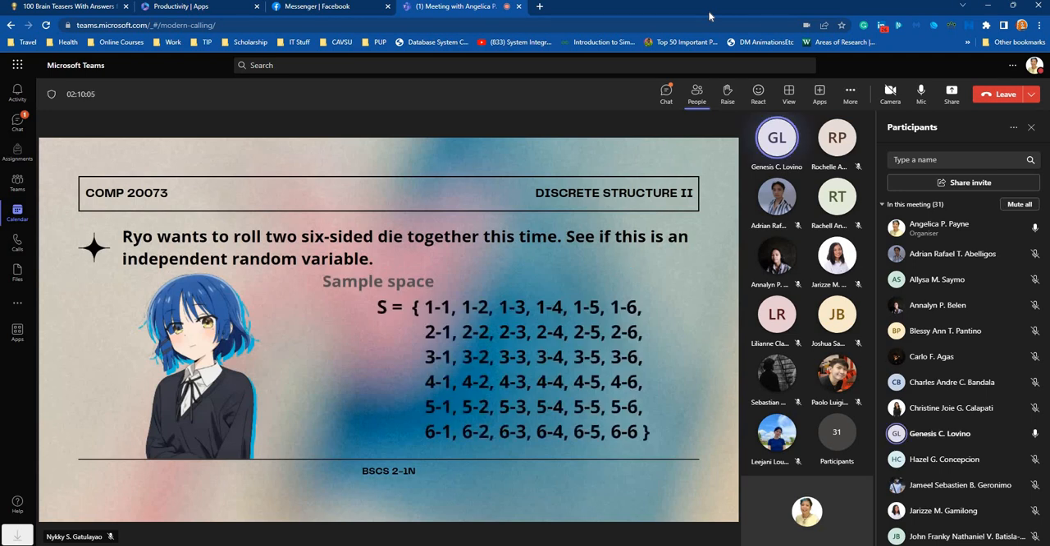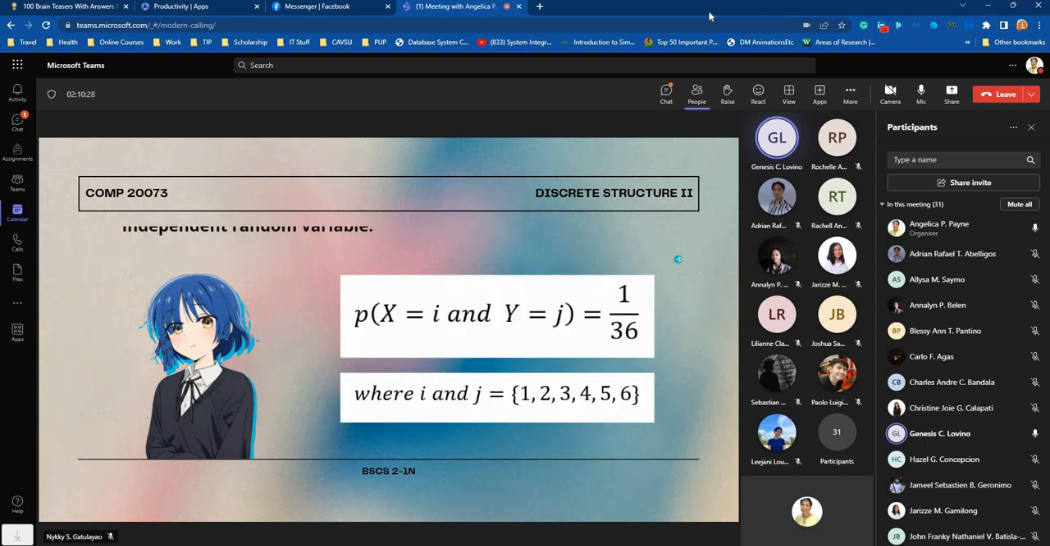Ayan. Let's say we want to roll two six-sided die this time. See if this is an independent random variable. So our sample space would be like this. 1, 1, 1, 2, 1, 3, 1, 4, 1, 5. Hindi ko na papasahin yan. Ang dami na kasi, 36 yun. Hanggang maging 6, 4, 6, 5, and 6, 6. That would be our sample space. Now, let's see kung anong gagawin natin.